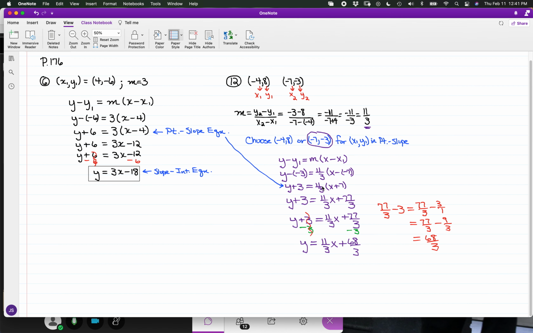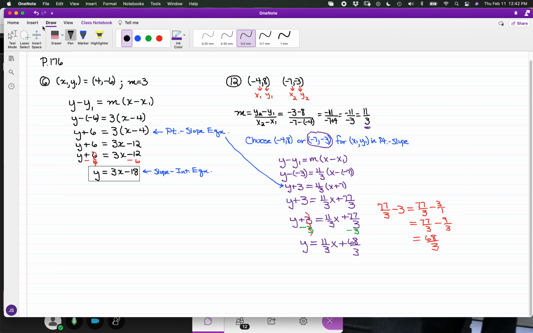And in a sense, you can go back and check. Say x is at -4. So you have -44/3 of x plus 68/3. -44 plus 68 is 24. 24 divided by 3 is 8. Now for x at -7, 11/3 of -7 is minus 77/3. -77/3 plus 68/3 becomes -9/3, and that comes out to -3. So both of these ordered pairs check out for this particular slope-intercept equation.